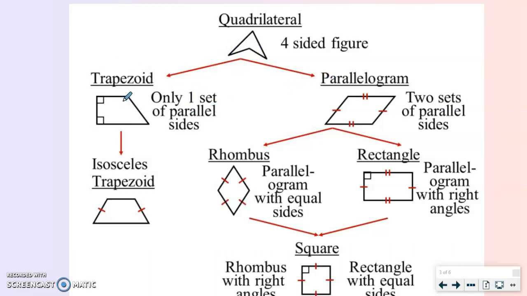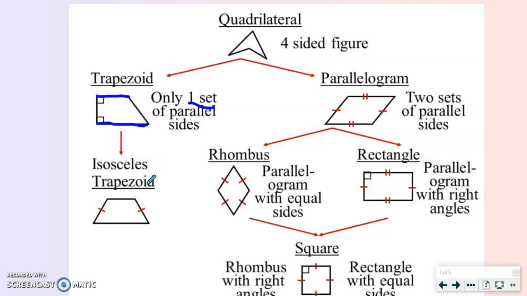So here, the trapezoid has only the one set of parallel sides, okay? And you can have a trapezoid that looks like this, where the parallel sides are at the top and bottom. And then this one actually has a set of right angles, okay? You could say it's a right trapezoid, I guess.